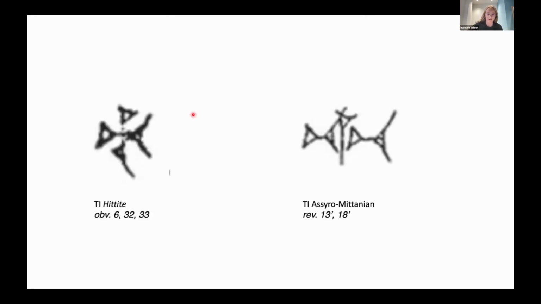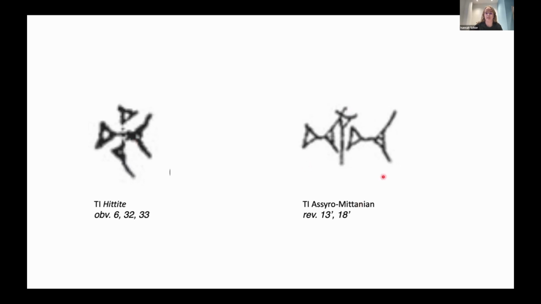So now you're looking at the same sign written by the same scribe on the same tablet, within a few lines of each other. On the left, you can see the Hittite variant of the sign T. It's compact, vertical, the wedge geometry seems more efficient, contained, and local. This is what a Hittite-trained scribe produces by default, by motor habit, by institutional formation.